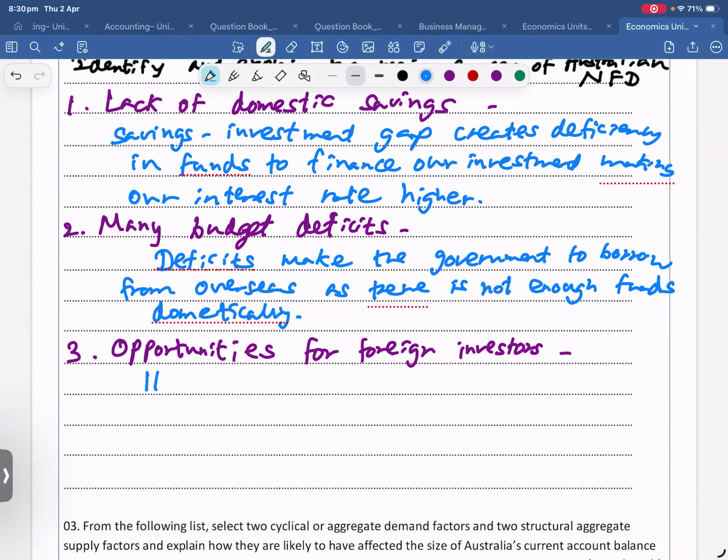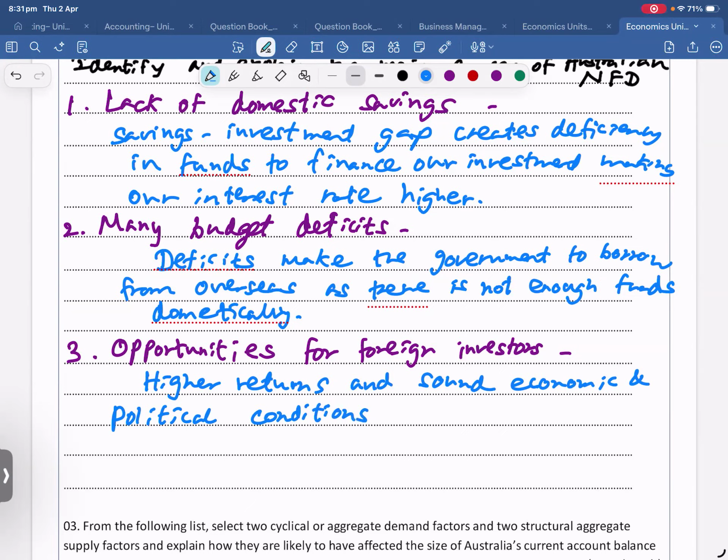So higher returns and sound economic and political conditions attract foreign investors. Add into NFD.